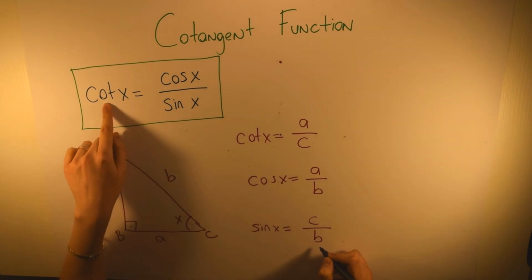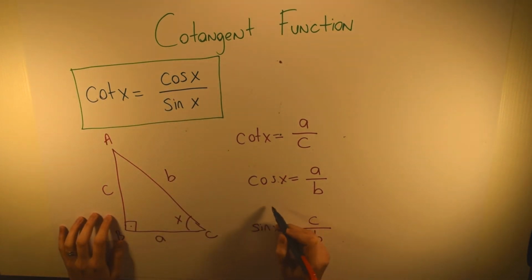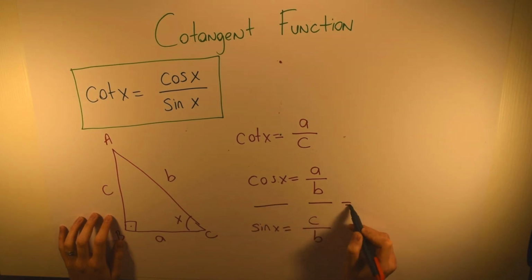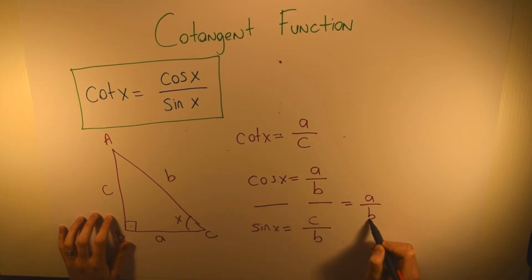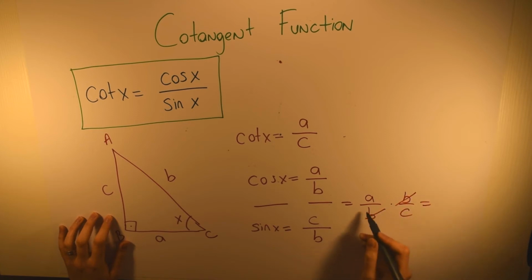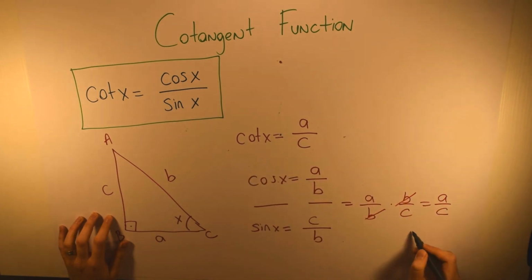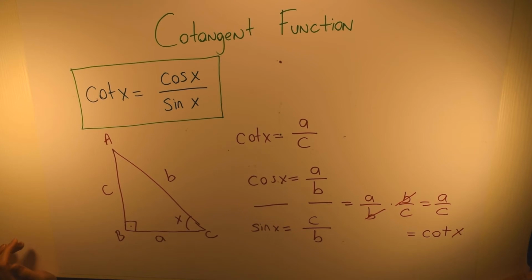So we said that cotangent x is equal to cosine x over sine x. So when I divide like this, it's A over B times B over C. These will cancel out each other, and we will get A over C. So as you can see, this is also equal to our cotangent x value.